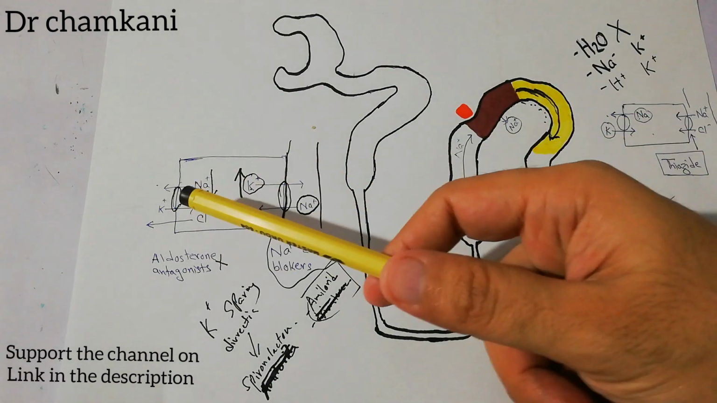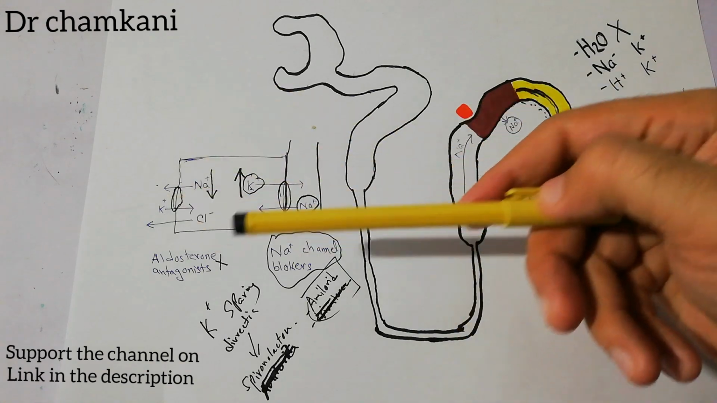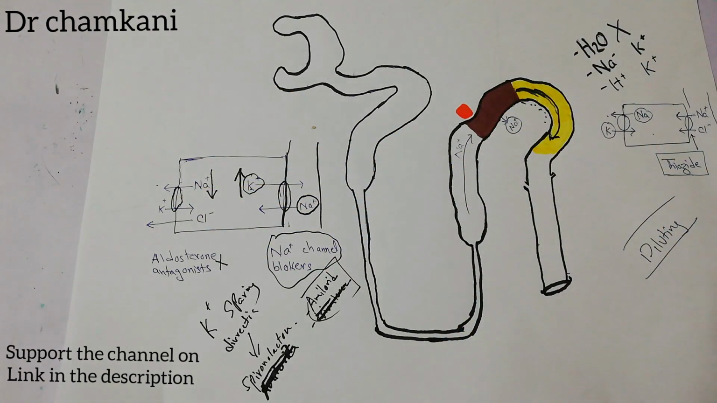And again, the different channels and pumps acting in the principal cells can be blocked with the help of aldosterone antagonists and sodium channel blockers. And that's the clinical importance of principal cells in the late distal tubule and cortical collecting tubule.